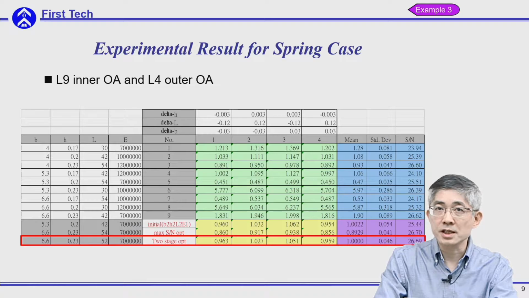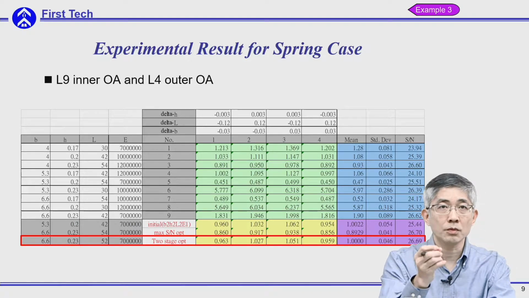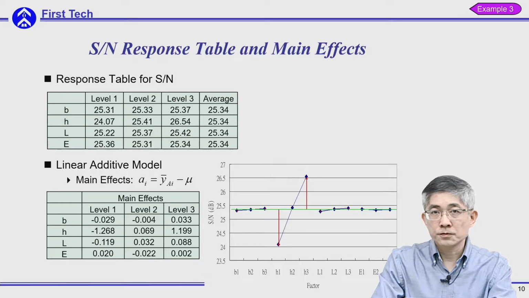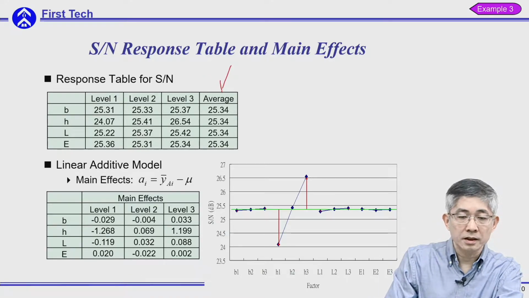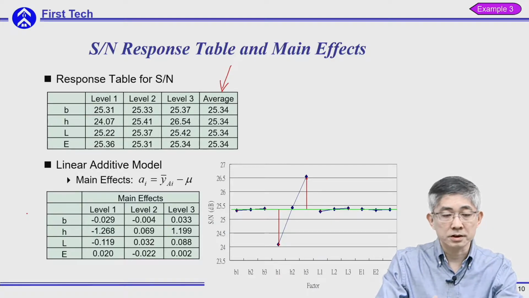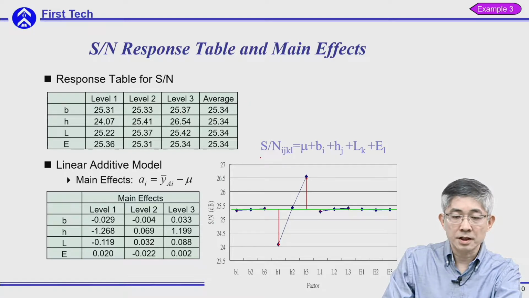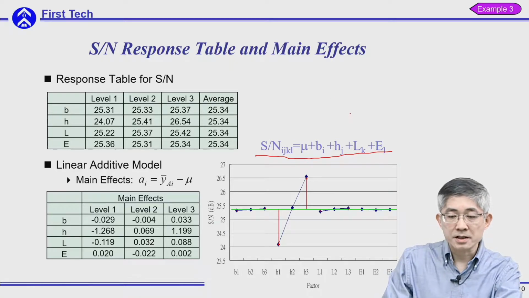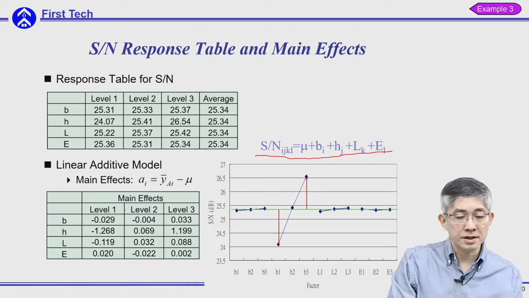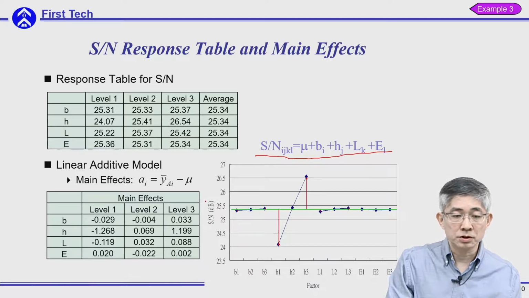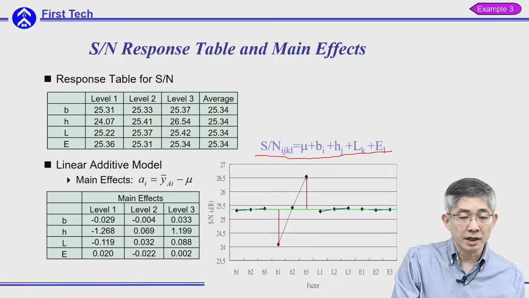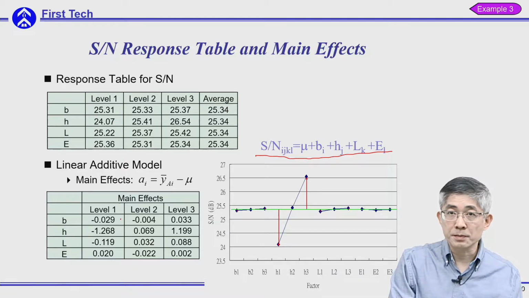How about from the linear additive model? Since we claim that we can use the linear additive model to predict any combination in the full factorial, that is the reason why we can use fractional factorial and use the result analysis to predict the best parameter design. From the response table over here, we can get the main effect for all the control factors, and the linear additive model can be written as this equation. The main effects for B, H, L, E are shown over here. This is the main effect for H at level 1, level 2, level 3. You can use the simple equation we introduced in the previous section: by subtracting the mean average from the average output of each level, we can get the corresponding main effect.